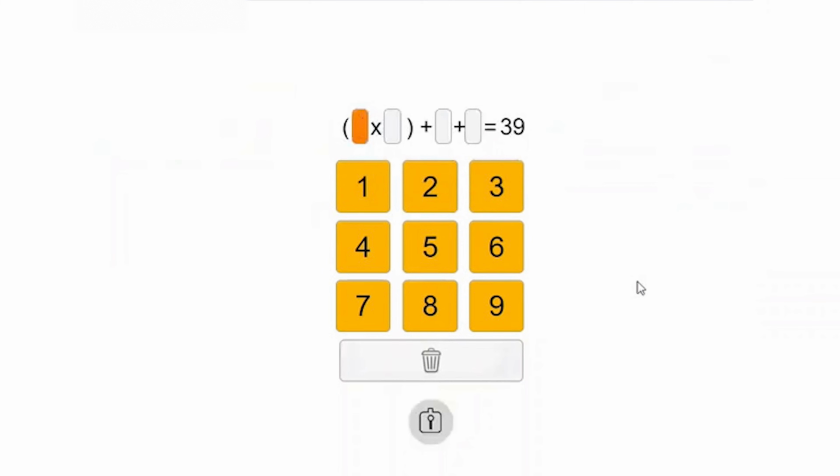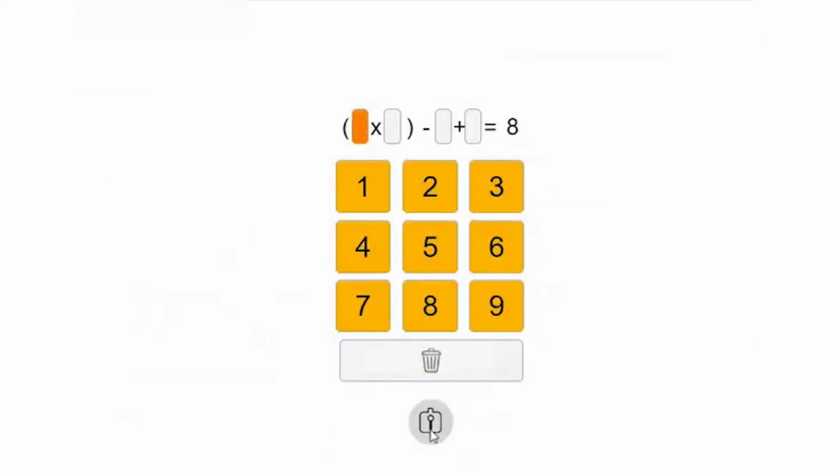Now similarly here, the product in the bracket should be lower than 39. So a number which is less than 39 and has 2 multiples of single digits. So it can't be 38, it can't be 37, it can't be 36 because that requires 2 6s. It can be 35, which is 5 into 7. And then we need to add 4, for which we can use 1 and 3.